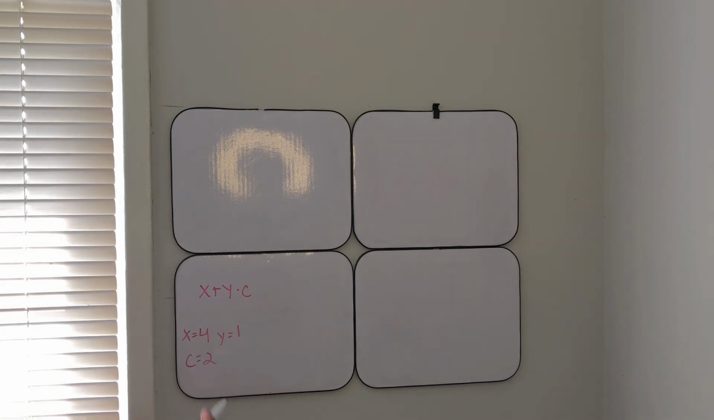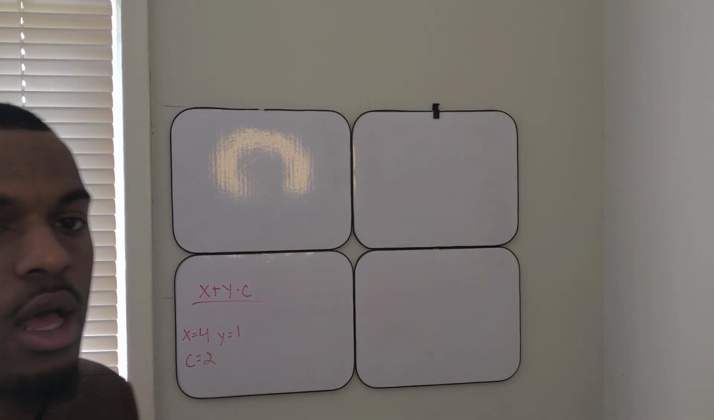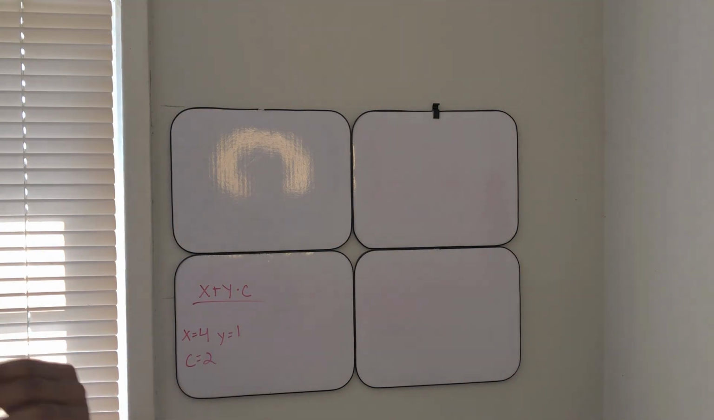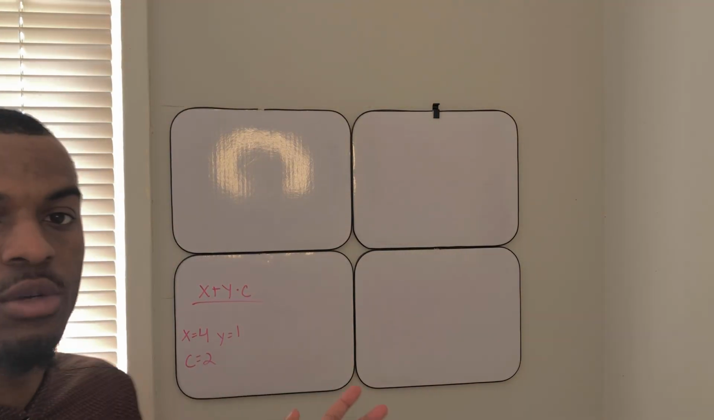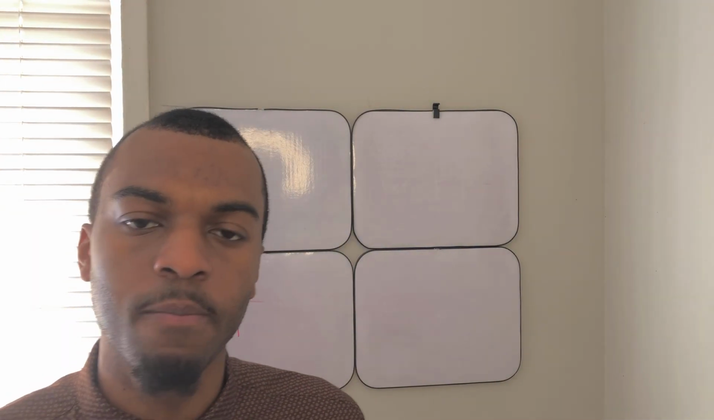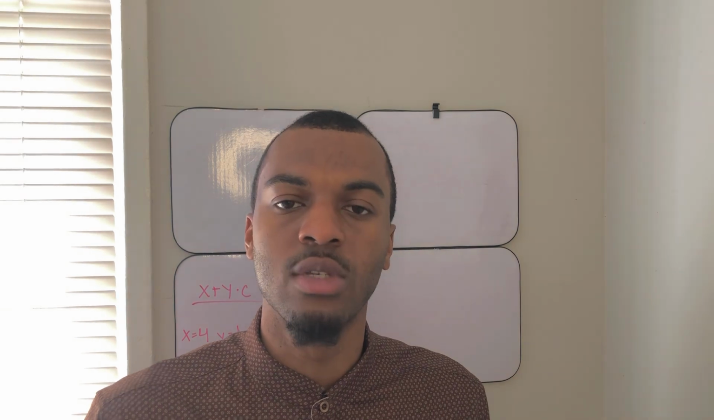So this is an example of an expression right here: x plus y times c. And expressions can include constants, numbers, and variables as well. This one is made up of variables. When you have to evaluate an expression with variables in it, it's real simple. All you've got to do is plug in whatever number you are told that the variable represents.